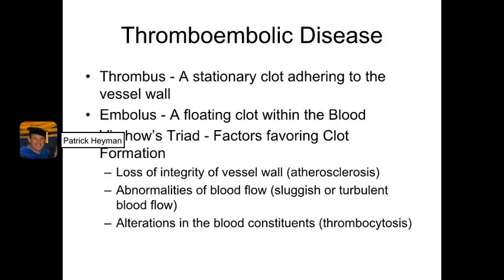Abnormal clots are typically associated with Virchow's triad, which are factors that favor clots. And the three of them are loss of integrity of the vessel wall, typically atherosclerosis in arteries; abnormalities of blood flow, which is typically going to be either sluggish or turbulent. Sluggish tends to be in veins, turbulent tends to be in arteries. And then alterations in blood constituents. So if you have too many platelets or a prothrombogenic state.